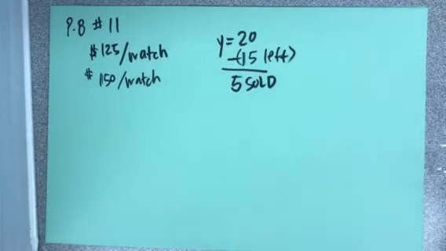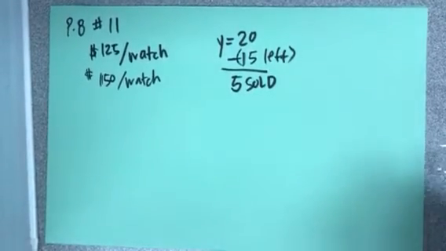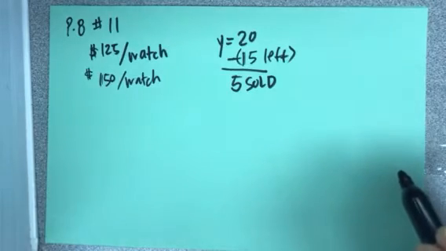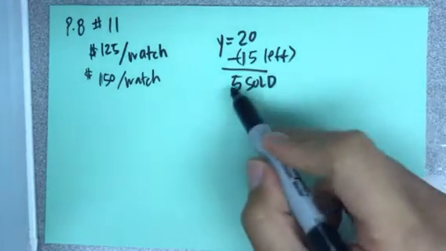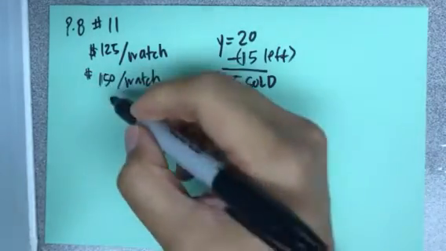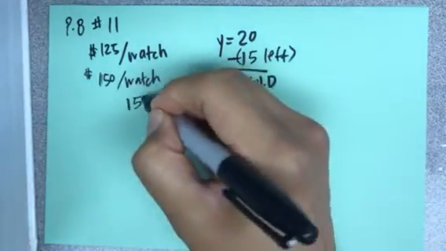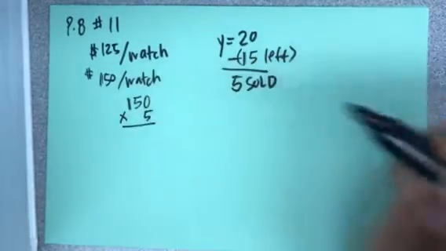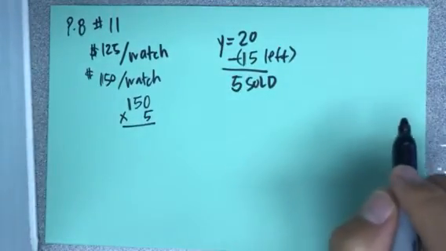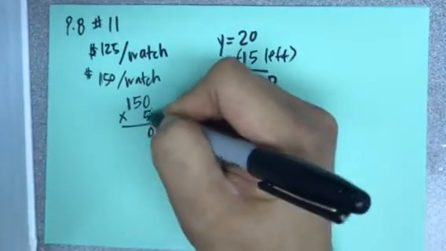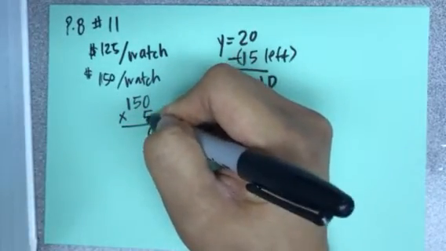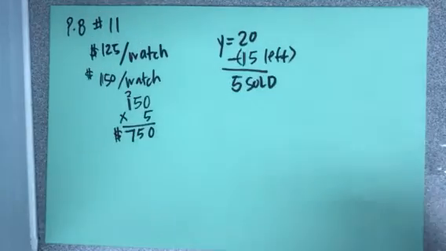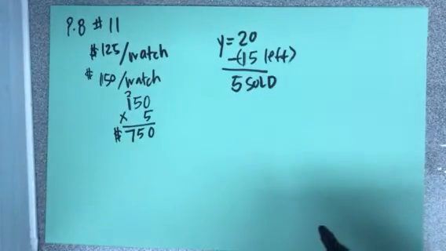All right, so if you want to find out what the profit is, you first figure out 5 times, since they sold it for 150. So 150 times 5. By the way, this says no calculator, so you have to do the work on your own. 0 times 5, then 5 times 5 is 25, carry the 2. That's going to be $750 that they make.